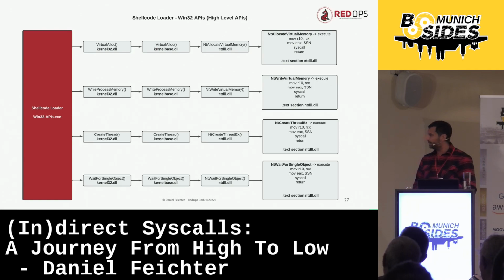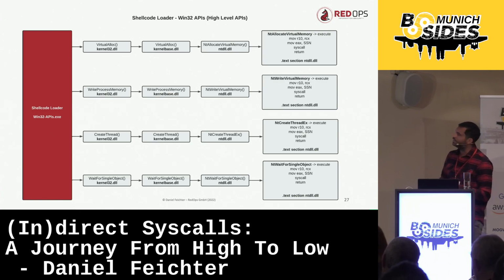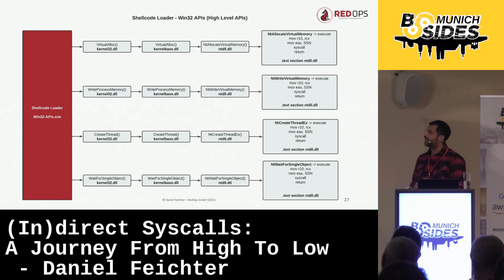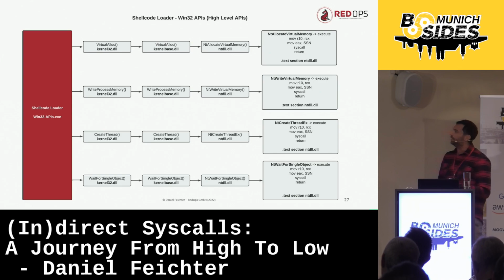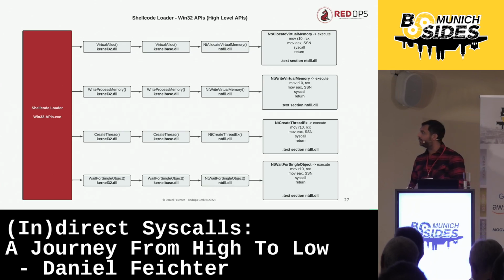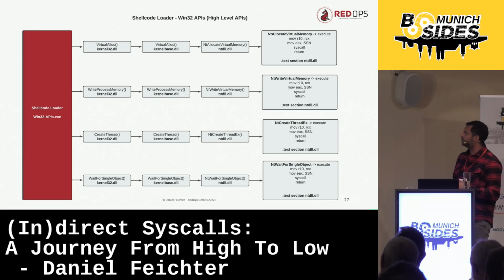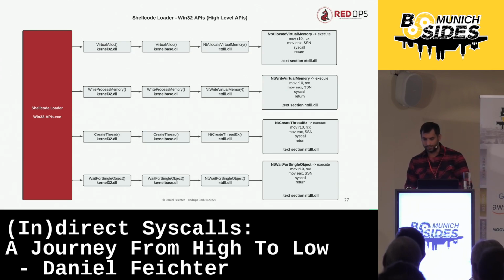So when we take a look at this illustration, we have on the left side our Win32 API shellcode loader. We use 4 APIs in this loader, and because we are using Windows APIs, we have to ask for the Windows API VirtualAlloc, for example, in kernel32 or kernelbase DLL. Then we need the corresponding native API NtAllocateVirtualMemory in NTDLL, and then we can execute the syscall stub from the text section or the memory in NTDLL.